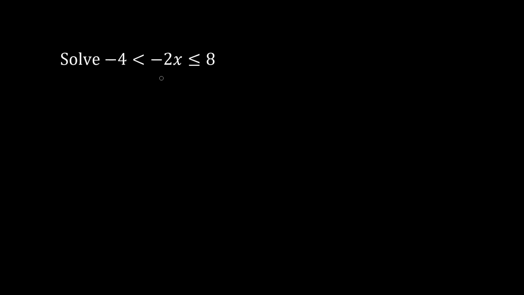Let's solve this inequality involving three parts. 1, 2, 3. We're going to divide each part by -2. When we divide by a negative number, we flip the inequality symbols.